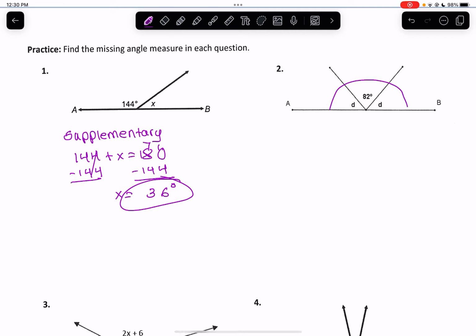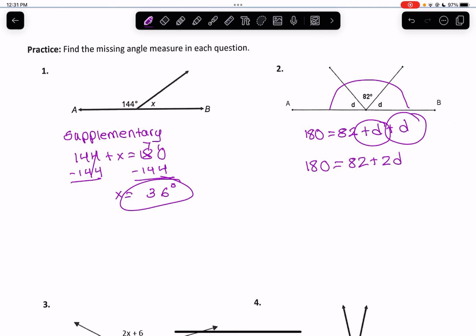These three together form a straight angle, so they are supplementary. So I'm going to state 82 plus d is equal to 180. Now this is different because first you have to combine like terms before you can start moving things over. So I have 180 equals 82 plus 2d.